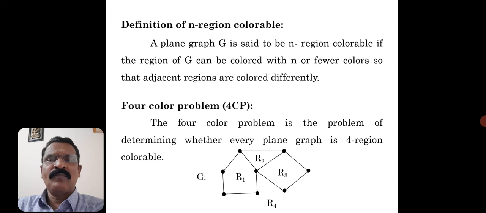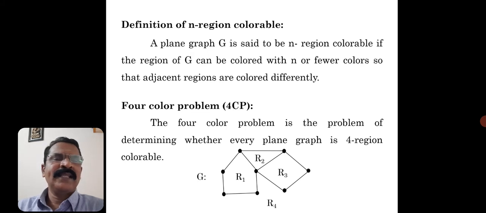What is the 4 color problem? Okay. It's a very simple idea. The 4 color problem is the problem of determining whether every plane graph is 4 region colorable. You consider any plane graph. Okay, is it possible to color that plane graph with at most 4 colors? So that is the 4 color problem. The 4 color problem is the problem of determining whether every plane graph is 4 region colorable.